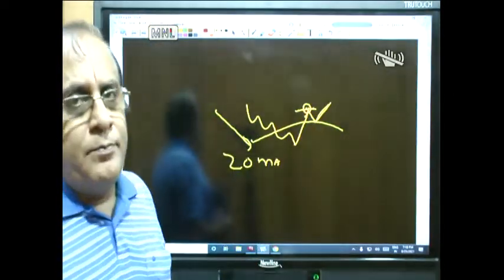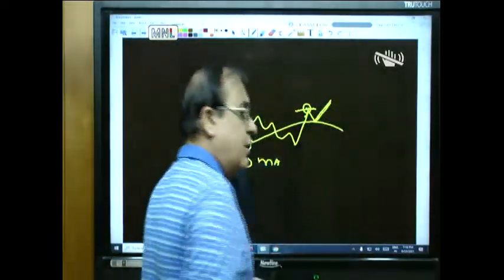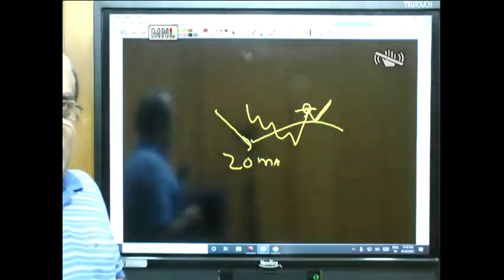Wait for a dip. Then if it starts cutting again above that, then in that case you go for a long.